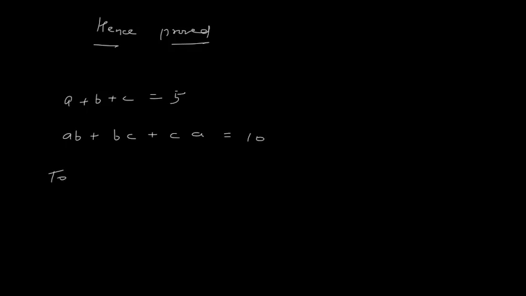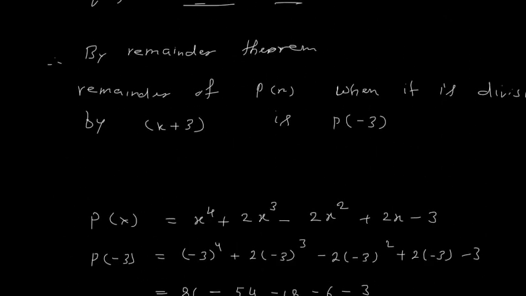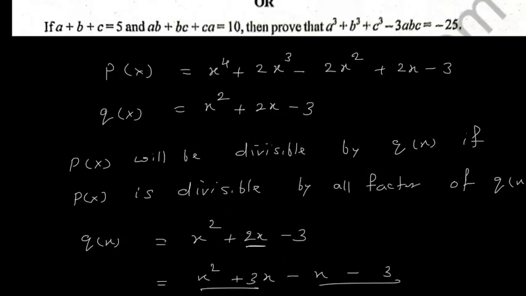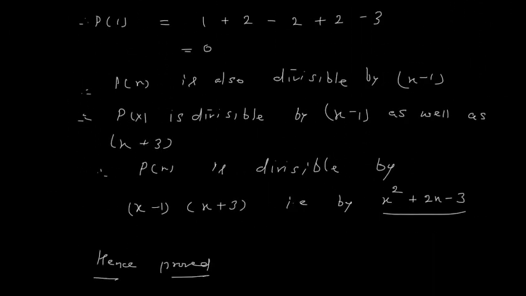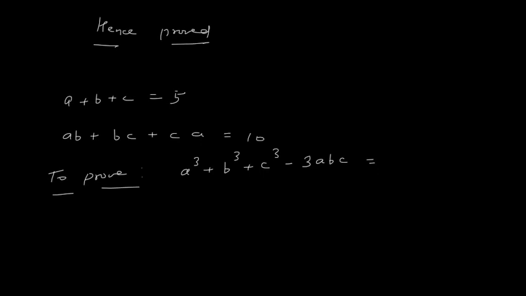This is given, and what we have to prove? We have to prove that a cube plus b cube plus c cube minus 3abc is equal to minus 25. Okay, so we will use the identity.